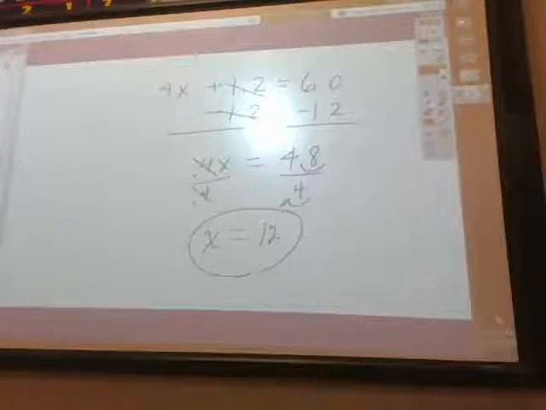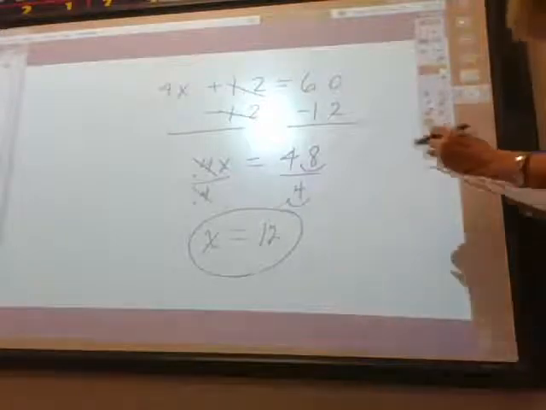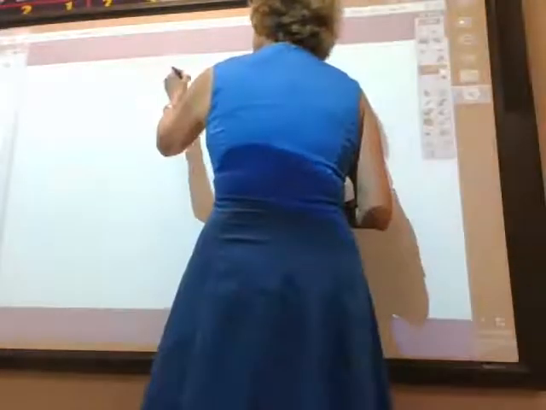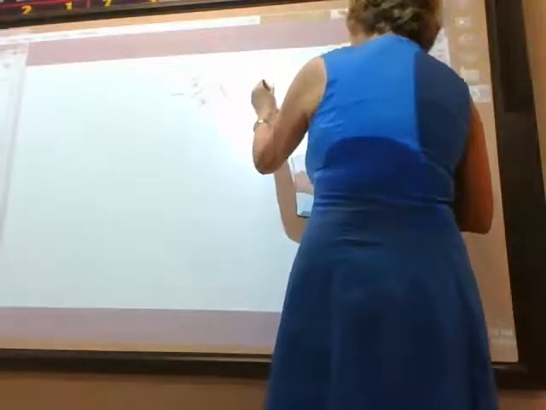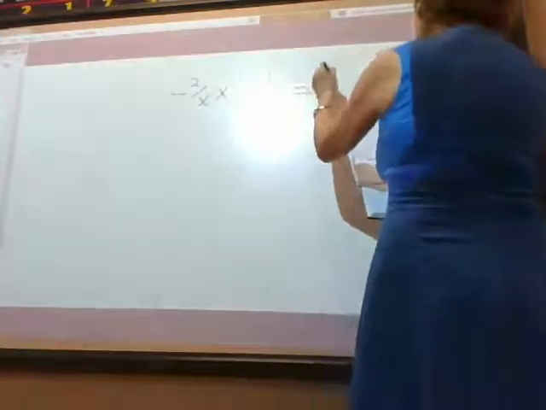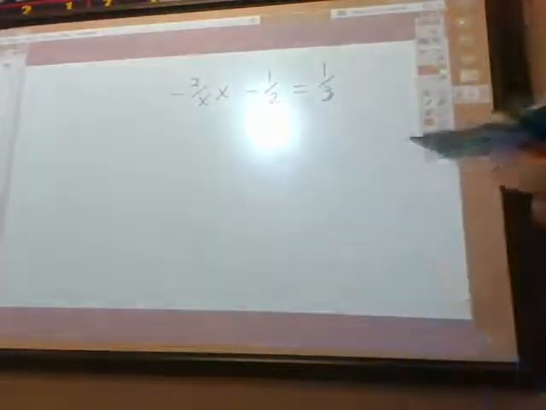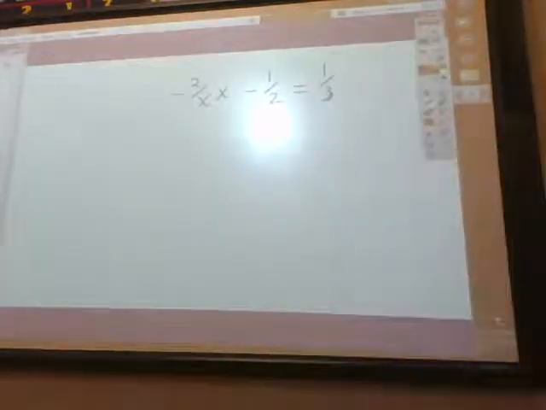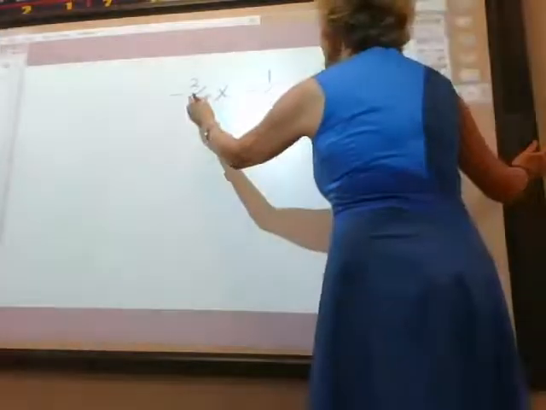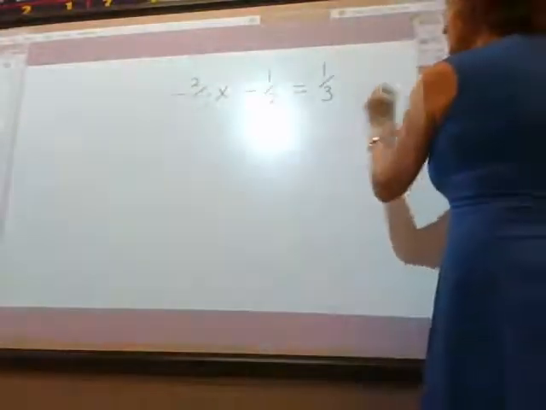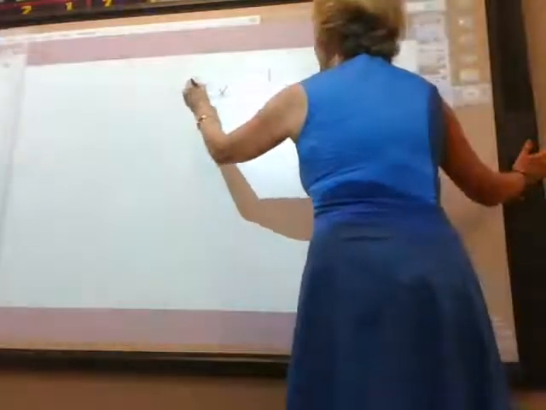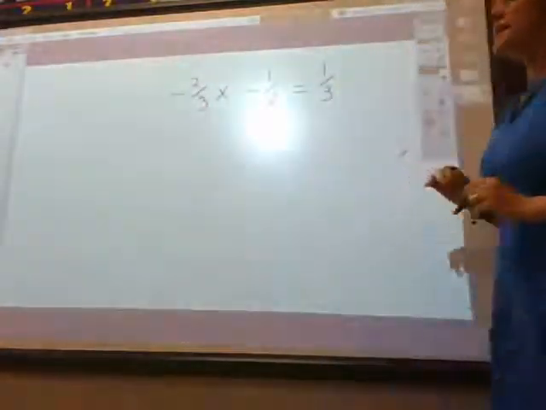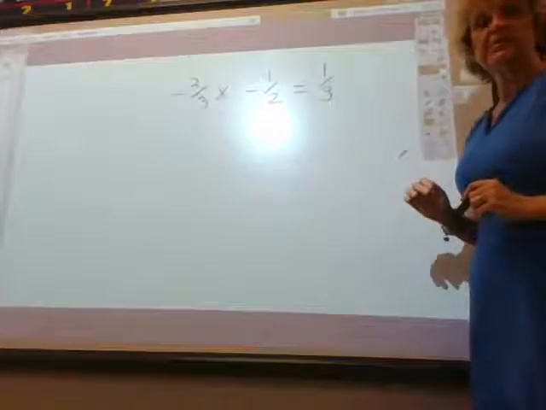All right, let's do one with fractions. Let's see how we do with that. So let's take negative 2/3 x, take away 1/2, and equals 1/3. Wow. Oh, I see that I did not write 2/3. We will fix that. All right, so negative 2/3 x, take away 1/2, equals 1/3.